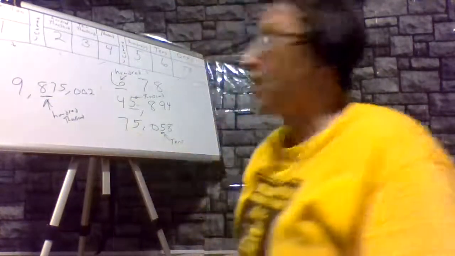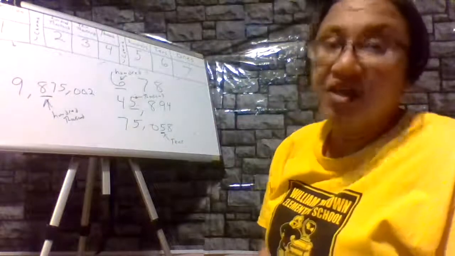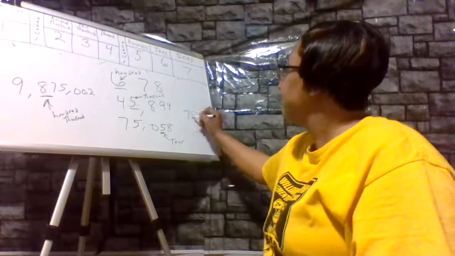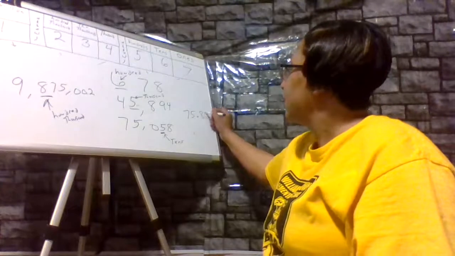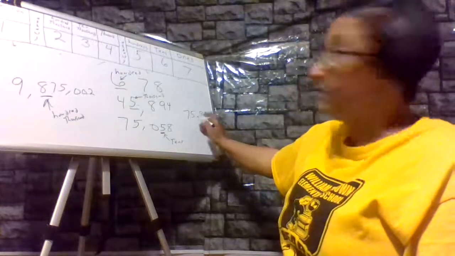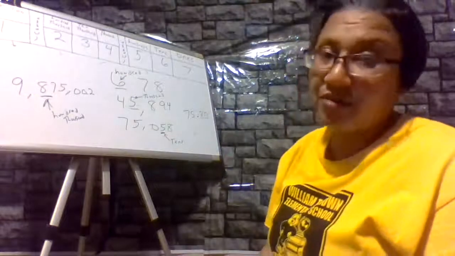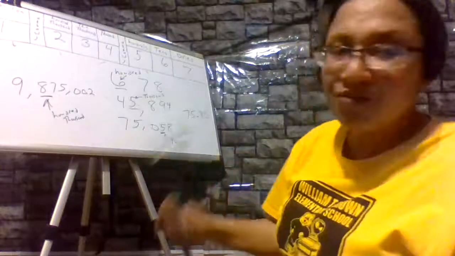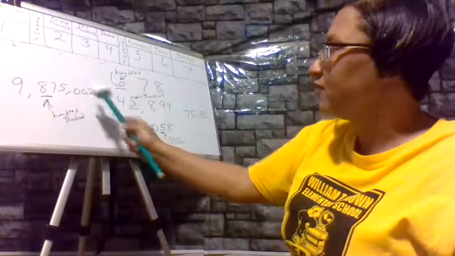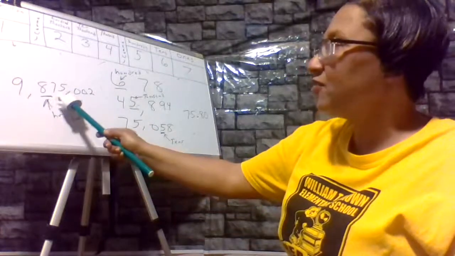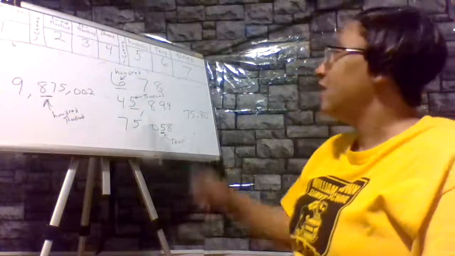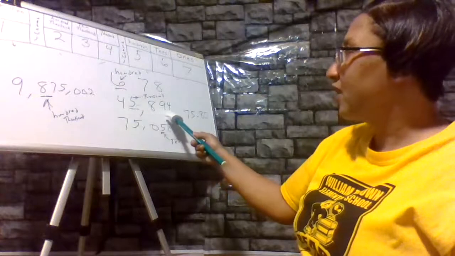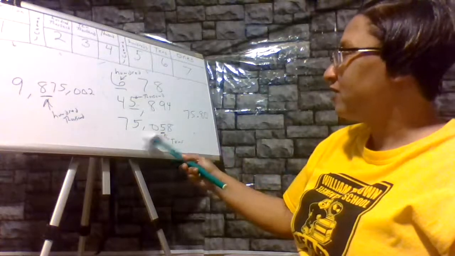Now remember, reading whole numbers is different from reading decimals. In reading decimals, we would identify the decimal point as "and." So remember, when reading whole numbers, parents, we don't say "and," because then we'll think it's a decimal, and it's not a decimal. That would be a no-no. Again, 678. 45,894. 75,058.